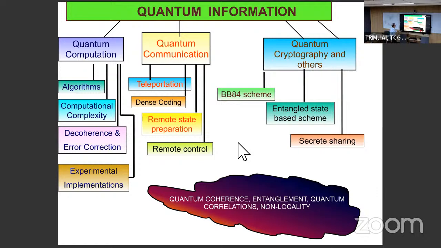I just try to highlight a few things. And here you have the BB84 scheme, we have the entanglement scheme, secret sharing, and a few more protocols. In all of these, what actually matters is quantum coherence, quantum entanglement, quantum correlation, and non-locality. These features are being utilized to do something different, something remarkable, something which is not possible in the classical world. That is the larger goal.